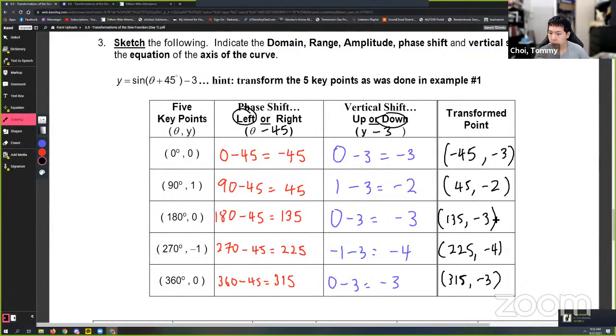All right. Any questions about these calculations here? It's literally brute forcing it, right? It's just a table of values. If it's left, you subtract. If it's right, you add. If it's up, you add. Down, you subtract. Literally doing all these calculations and then getting your point.